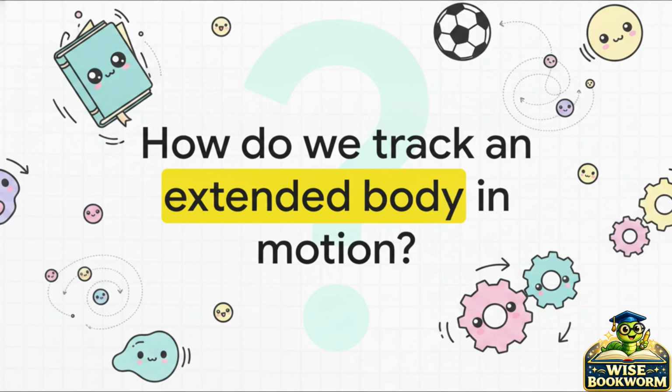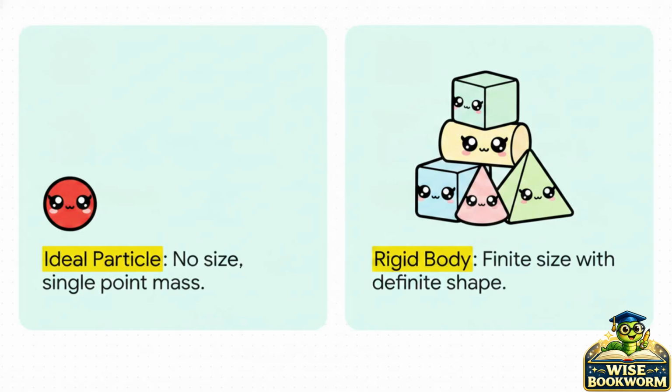No way. It rotates, the pages flutter, and the different corners of that book are moving at completely different velocities at any given instant. So how on earth do we make sense of a system where millions of individual particles are all just doing their own thing? To solve this massive headache, we use a new model, and it's called the rigid body.